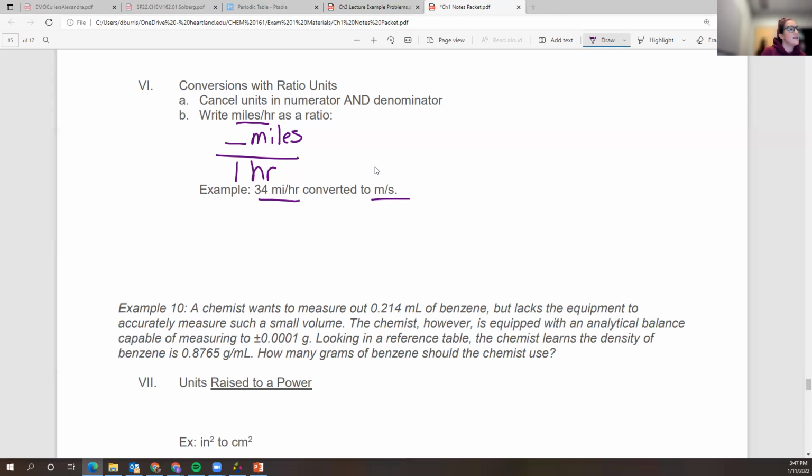Okay, so I'm still going to follow my steps. Always start with the number I gave you in the problem. So 34 miles per 1 hour. Remember I said write it this way so that you can get your units to work out.